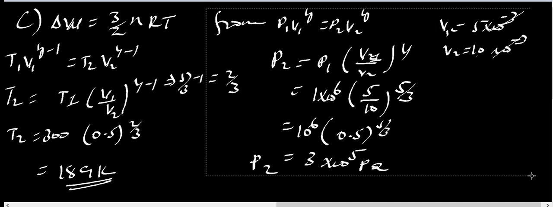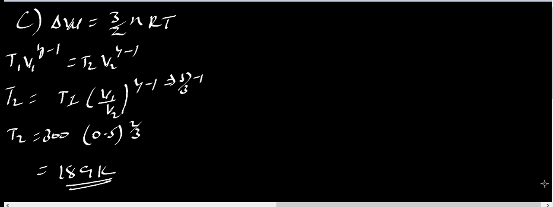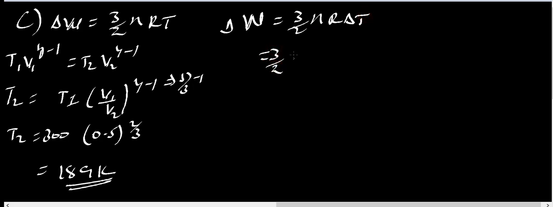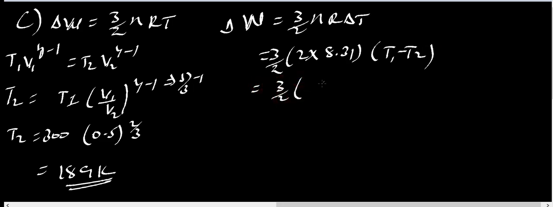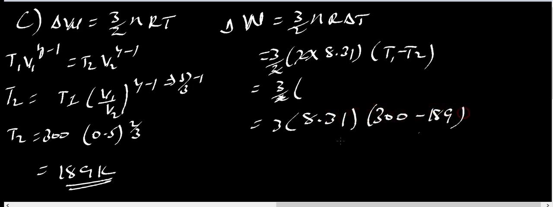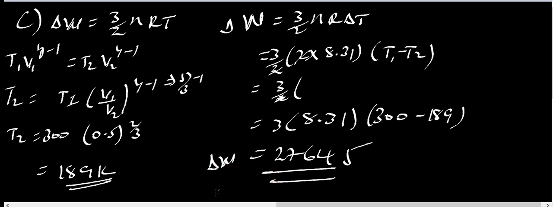Then now let's substitute for adiabatic. Work done W is equal to 3 over 2 n R change in T, 3 over 2 times 2 times 8.31, the 2 cancels here, then 3 remains. Therefore 3 into 8.31 times 300 minus 189. Finally we get 2764 joule is the work done under the adiabatic process.